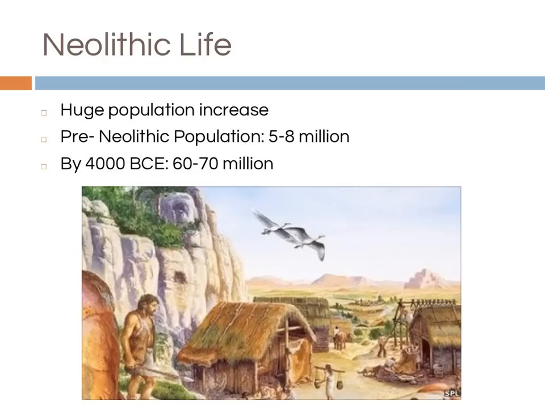So just to show you how effective farming was in terms of supporting a population, there was a huge population increase as a result of the Neolithic Revolution. So before the Neolithic Revolution, there were probably 5 to 8 million people on the earth, and by 4000 BCE, which is really before a civilization even starts, there were 60 to 70 million people. So farming, providing that stable food source, led to a huge growth in population. That does not mean that this is perfect, and there are definite downsides to a civilization, which we'll talk about.